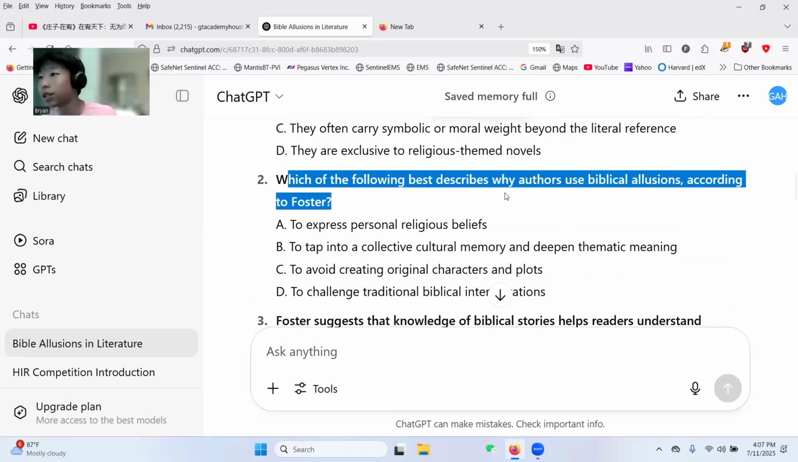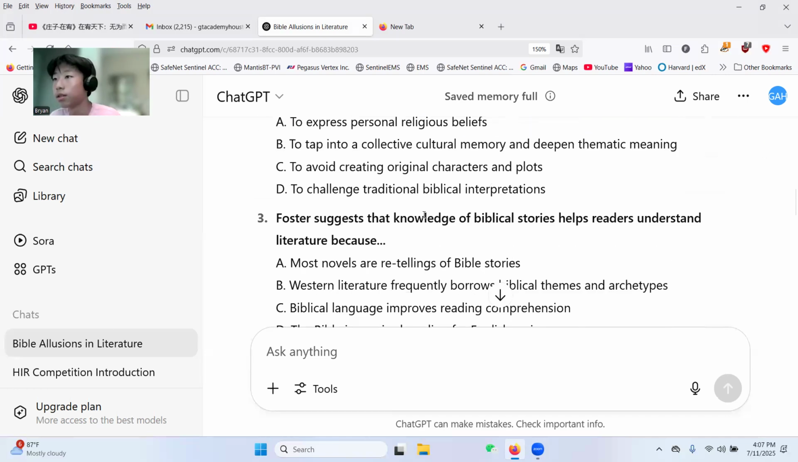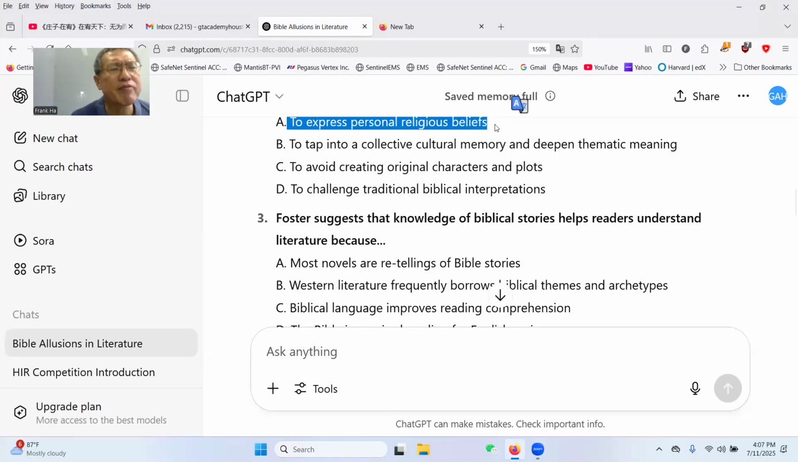Which of the following best describes why authors use biblical allusions, according to Foster? Is number 1 correct, to express personal religious belief? Yes or no? No. Wrong. What? I can't see. You cannot see me. You cannot see my young face. No, number 2, go.